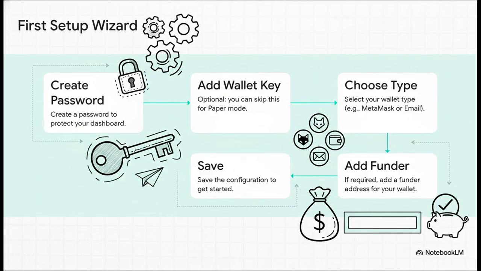Once that's done, the first time you open your dashboard, a little setup wizard will pop up. It's super straightforward. First, create a password. Next, it'll ask for your wallet key. But hey, you can totally skip this for now if you just want to play around in paper mode. Choose your wallet type, add a funder address if you need one, and just hit save.